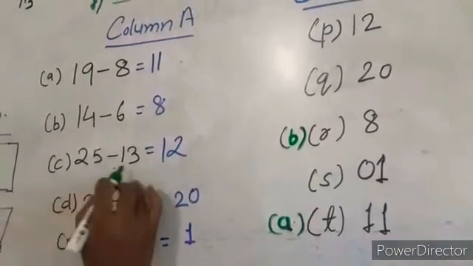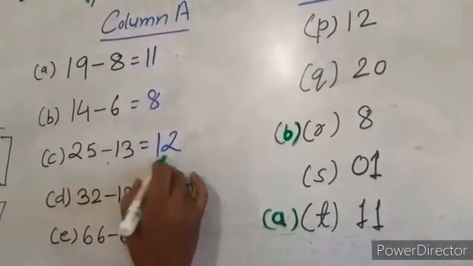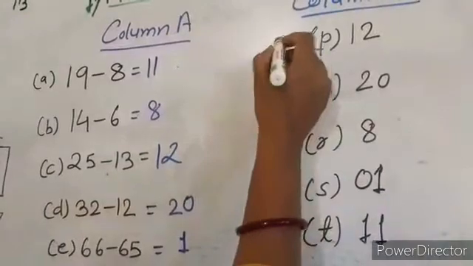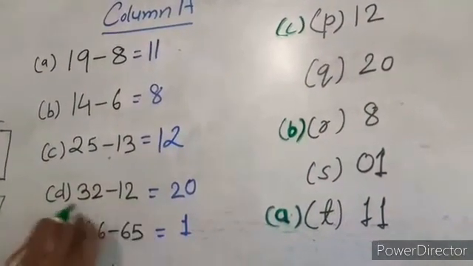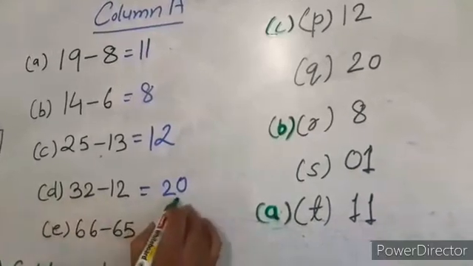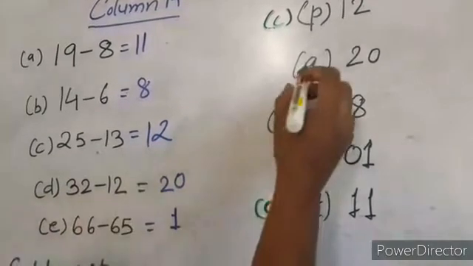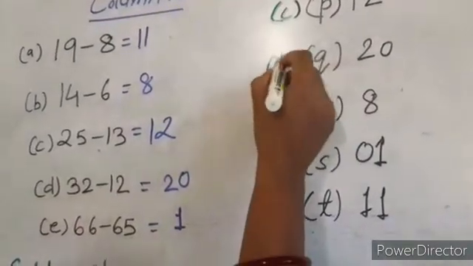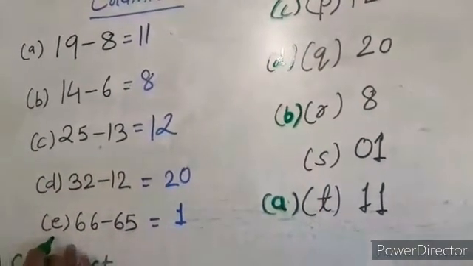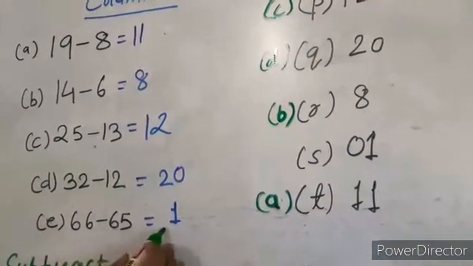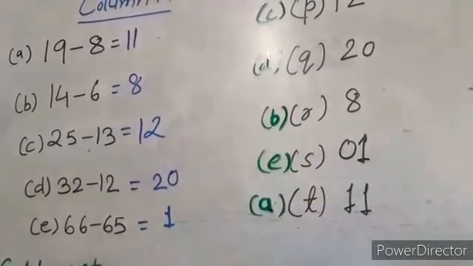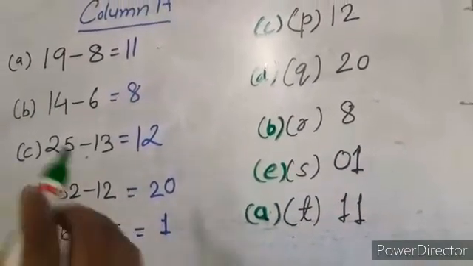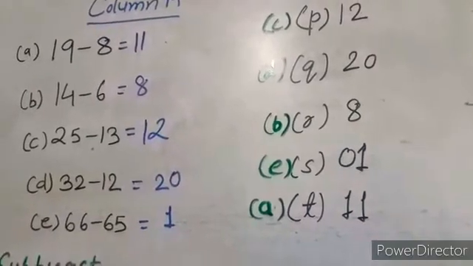Then 25 minus 13 equals 12. Where is 12? Here. Write C here. 32 minus 12, the answer will be 20. Here is 20. Write D here. Then question E is 66 minus 65 equals 1. There is 1 here. Do it like this. You have to do only the letter matching, don't do the line matching.